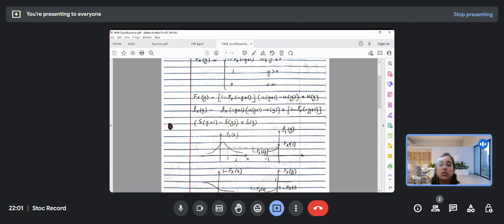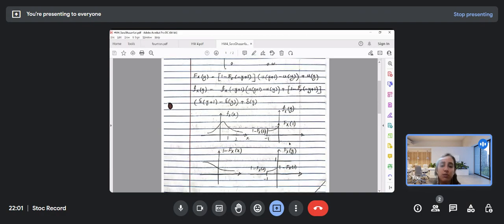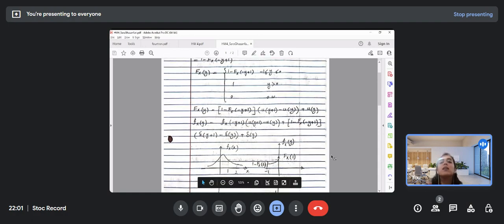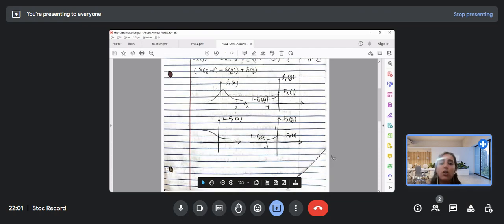And let's go to the probability distribution function. We have the probability distribution function of x, and we just draw the 1 minus probability distribution function of x, because in the formula we have 1 minus the F of x. So we draw this first as our diagram, and we use this to have the probability distribution function of y.